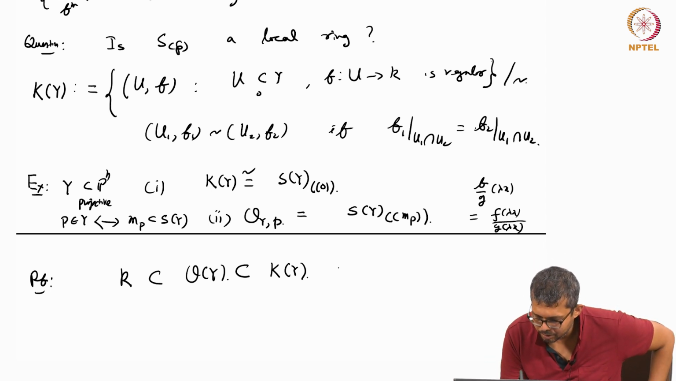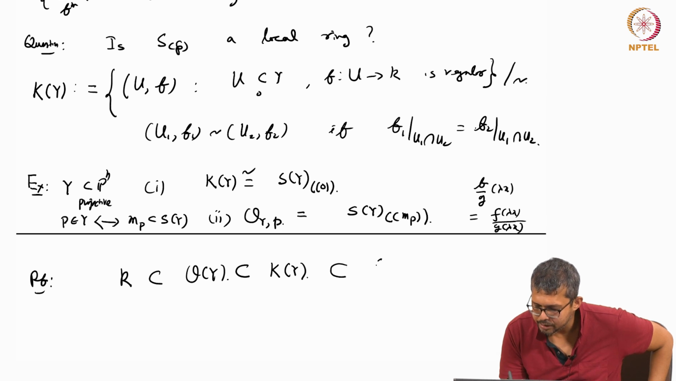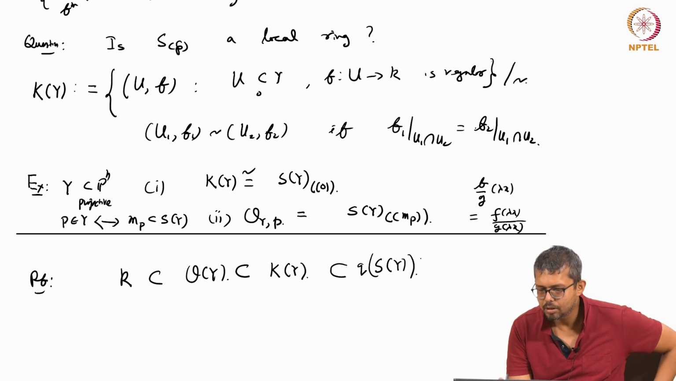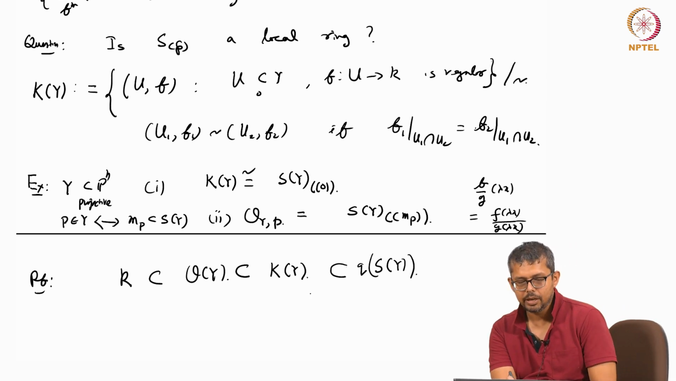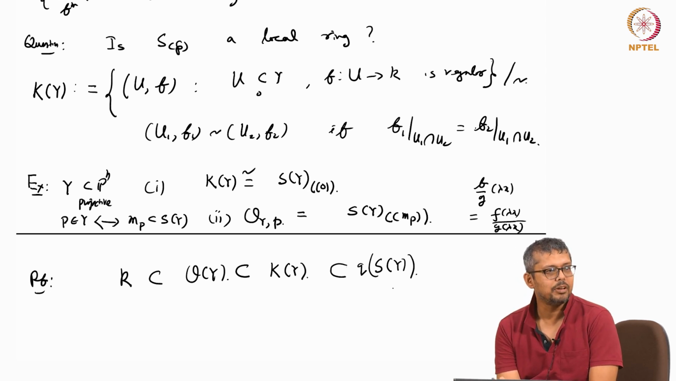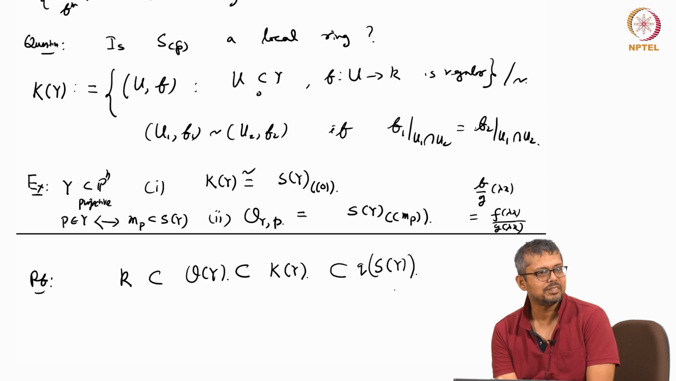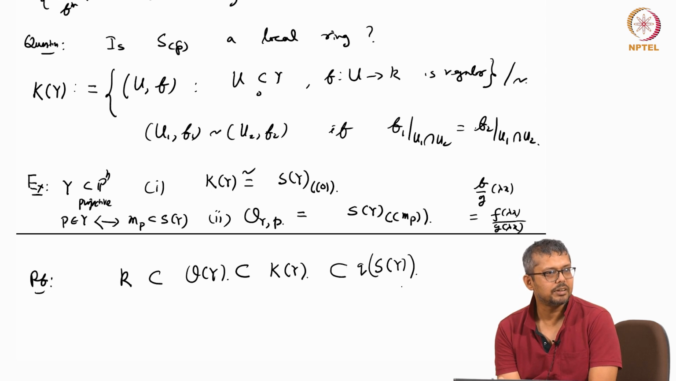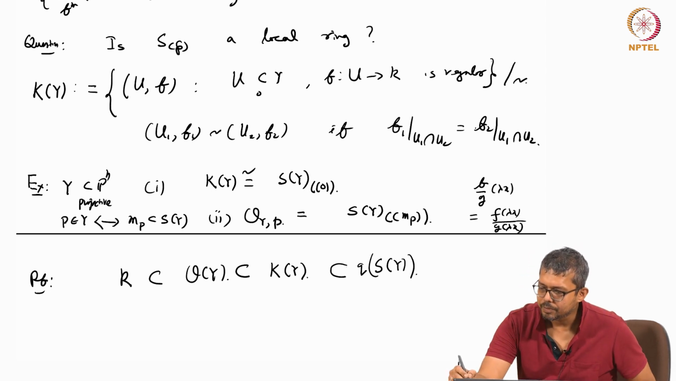Now this K_Y, the point is this K_Y is sitting inside the quotient field of S_Y, because what is K_Y? K_Y is the degree 0 part of F by G. So of course it will be in the quotient field of S_Y, but this is a bigger field where you are not taking the degree 0 part. So this is a subfield here. Okay, is it clear?